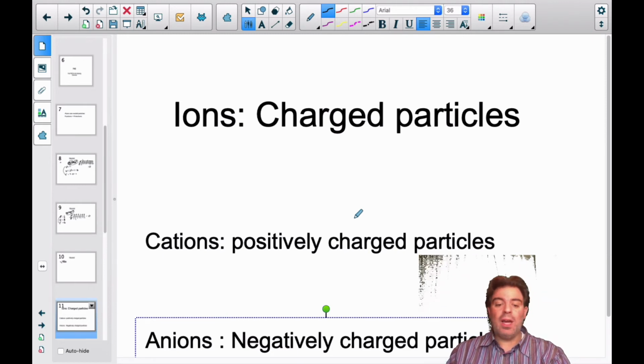We have 2 different types of ions. We have cations, which are positively charged particles, and we have anions, which are negatively charged particles. So let's check this out. How are we going to remember this?